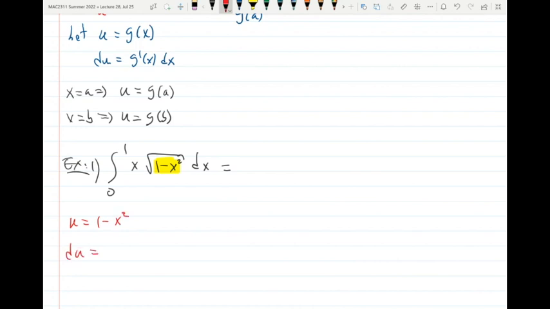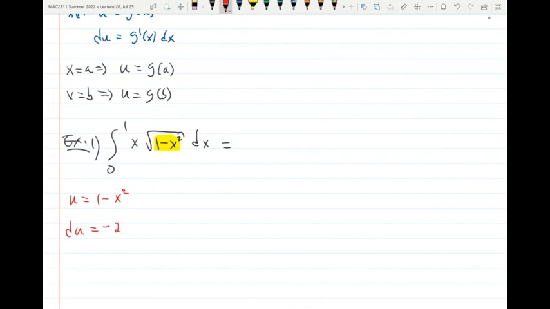So what's du? Negative 2x dx, right? And then remember, because we only have x dx in here, that's not a problem. We just divide by the -2. So now we make a substitution. So this becomes the square root of u, and then x dx becomes du over -2. But now I'm going to change my limits as well. We need to plug in 0 and 1 into the substitution to get the new limits. So when x is 0, what is u equal to? 1. And when x is 1, what's u equal to?